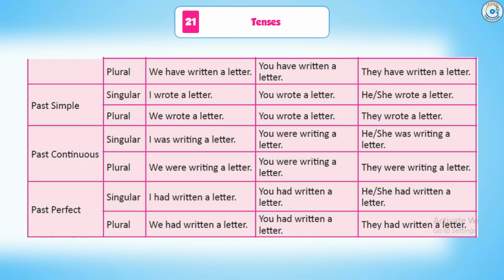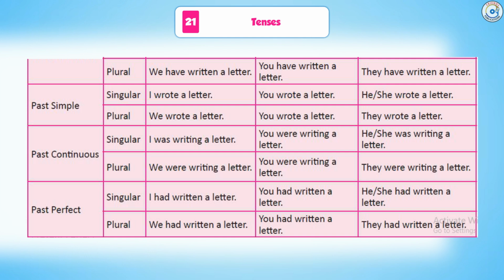Past continuous. Singular: I was writing a letter. You were writing a letter. He or she was writing a letter. Plural: we were writing a letter. You were writing a letter. They were writing a letter.